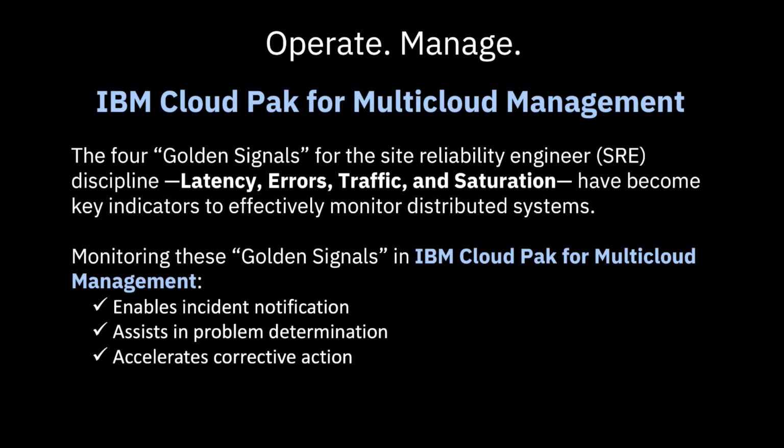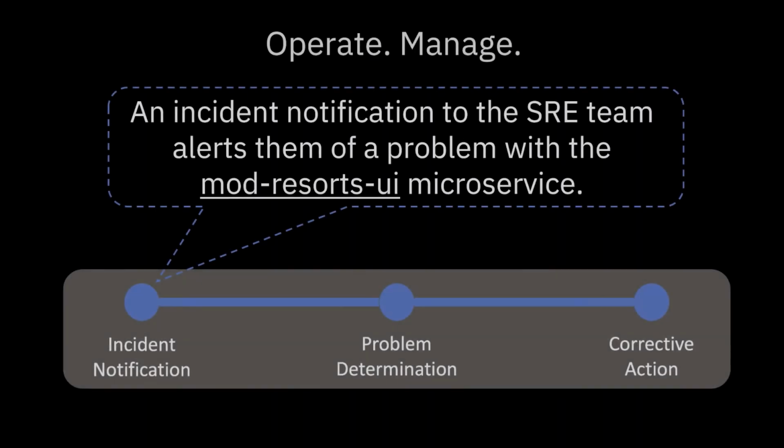The golden signals have become key indicators for SREs to effectively monitor distributed systems. These golden signals help with incident notification, assist in problem determination, and accelerate remediation. To set the stage for what is to be shown in the demo, the number of end users accessing this new functionality has exceeded expectations, so much so that end users are experiencing slow response times.